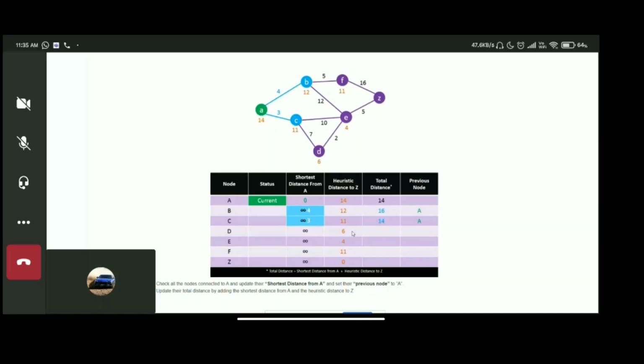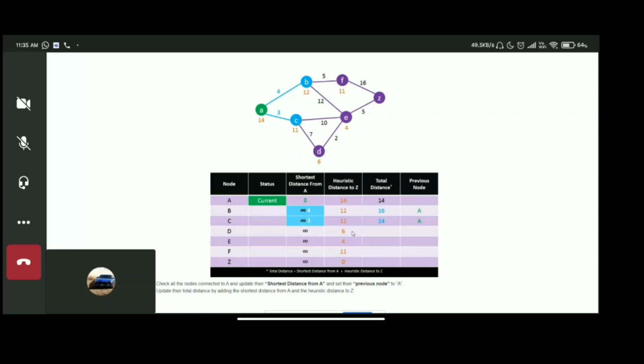So I will explore this node C. A I cannot explore because A is already visited. After visiting A, we only get the paths B and C. Now we are exploring node C because A was previously visited by us. Okay, so the neighbors of C are E and D.